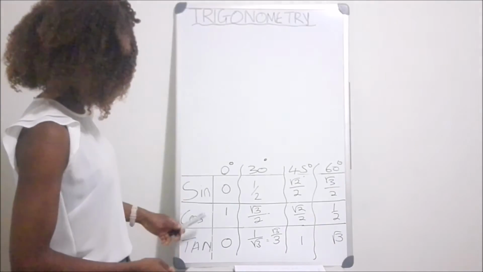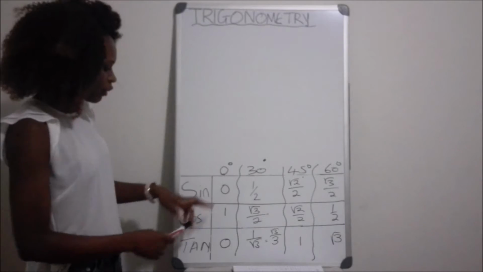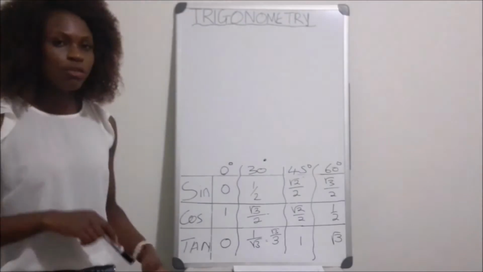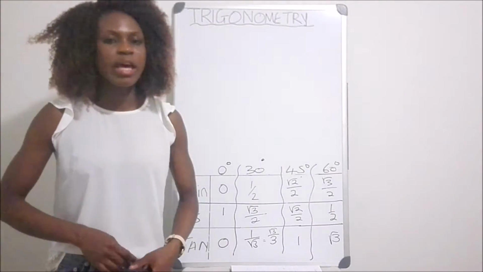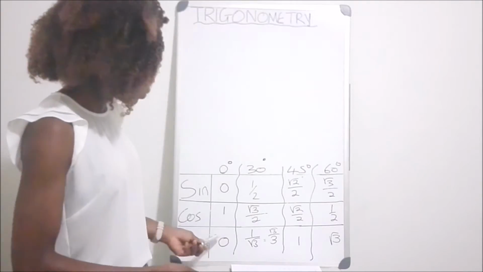Then coming to 0 degrees, the sine of 0 degrees is 0, and then the cos of 0 degrees is 1, and to get the tan of 0 degrees, you just divide the sine of 0 by the cos of 0, which will give you 0.